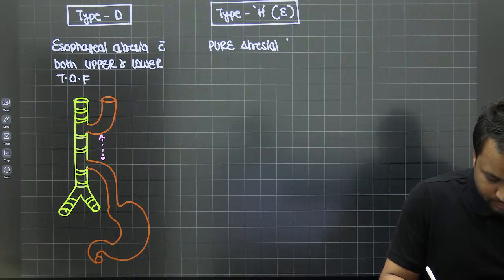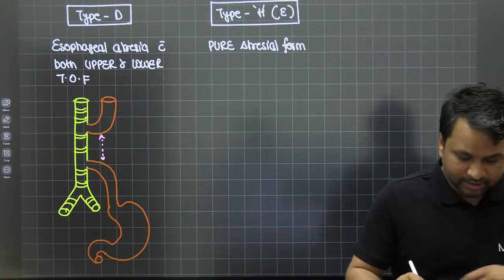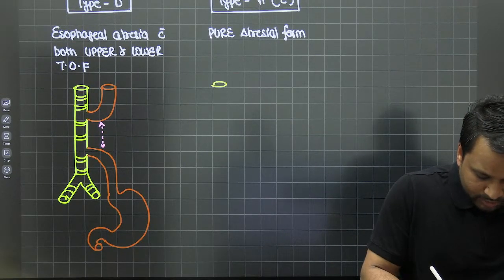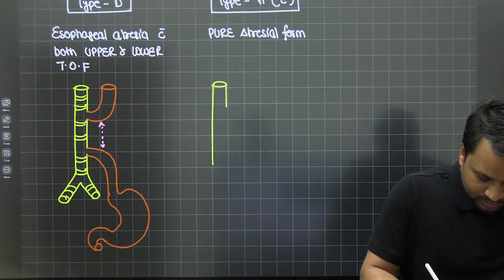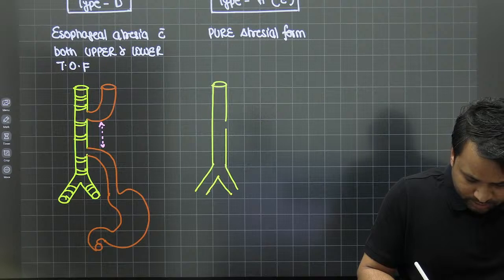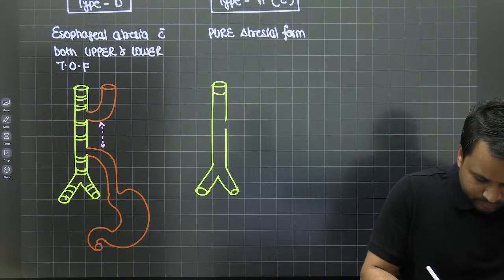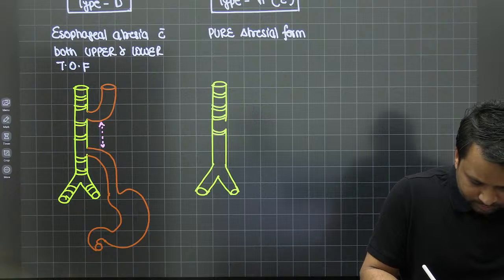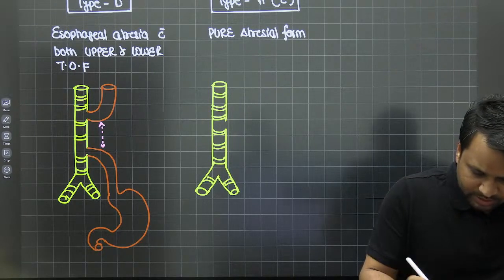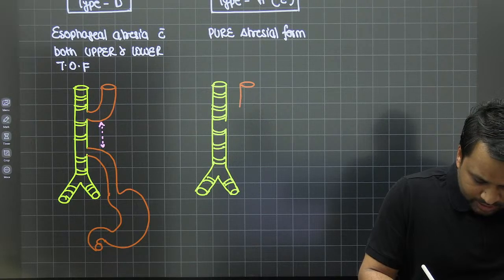This is what we call a pure atresial form. Here you will notice that the trachea would be absolutely fine. This is the tracheal bifurcation that you have. These are the tracheal rings which are present across here. You see, this is the esophagus, and this is how it is going to communicate.